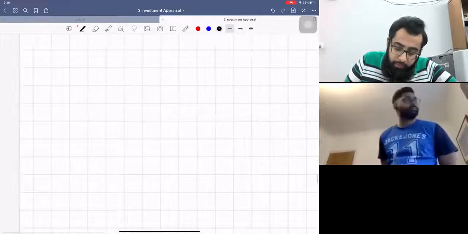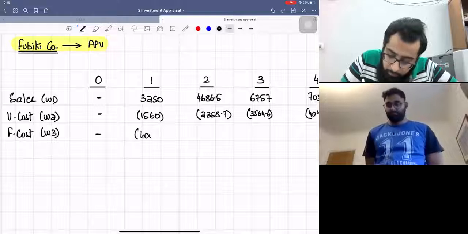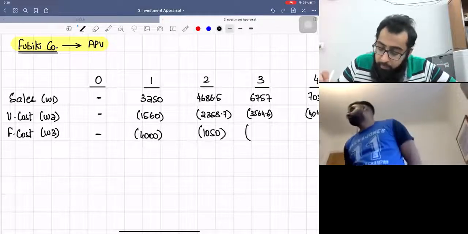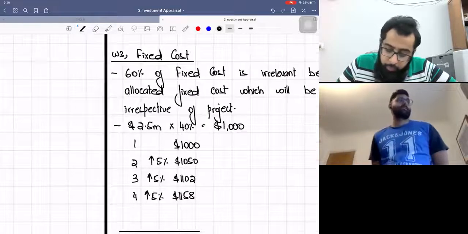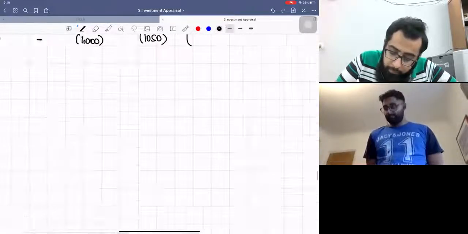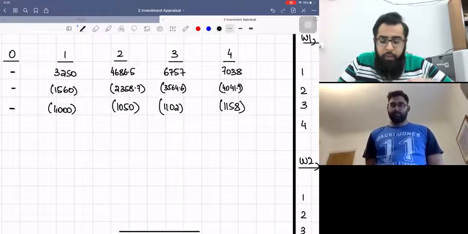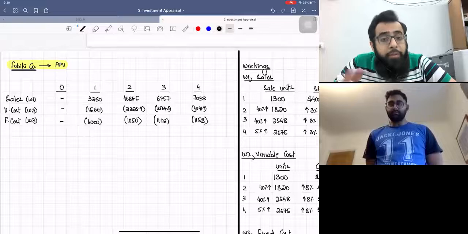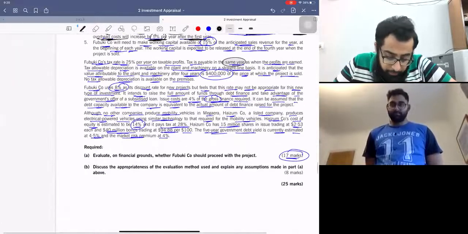1000, 1050, 1102 and 1158. Okay, so we are done with the sales, we are done with the variable cost, and we are done with fixed cost. So we have done the operational element.